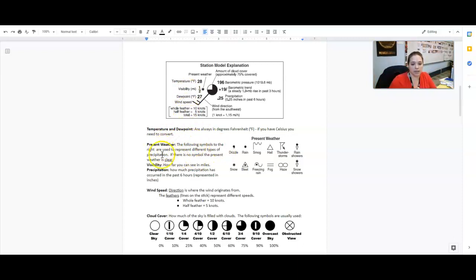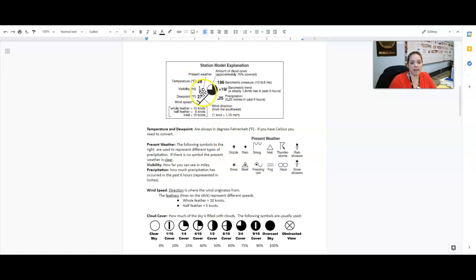Next thing you're going to see is the present weather, which is pointed right here. You have a bunch of different symbols, which mean a bunch of different things. The symbol tells you what weather it is. If there is no symbol, that means it's clear, there's nothing going on.